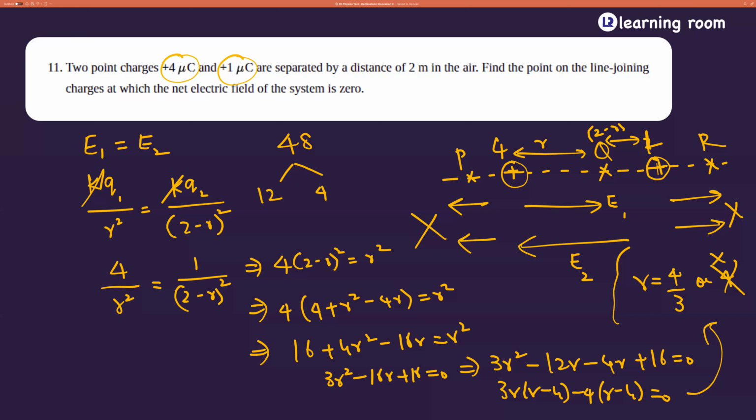No, sir, if we take square root, it will come as 1 meter, not 4 by 3. If you take square root, you got 1 meter, huh? Yes, sir. Varadra. Answer that.